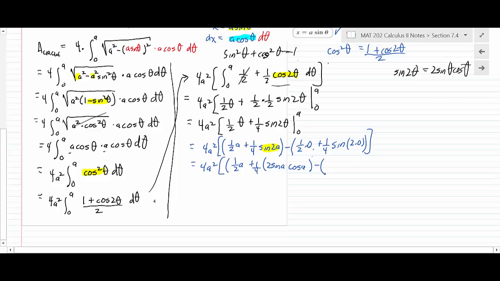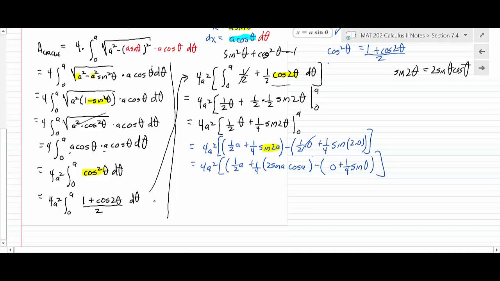So from here I'm going to have 0 there. Then I'm going to have plus 1/4 sine of 0, like that. So let's see if I'm getting anywhere with this problem. Okay. All right, so let's see what we got now.